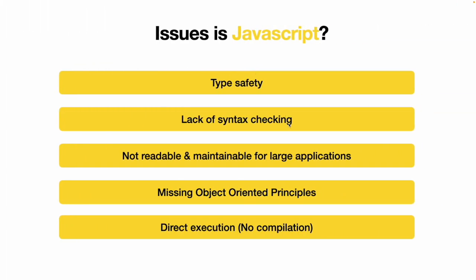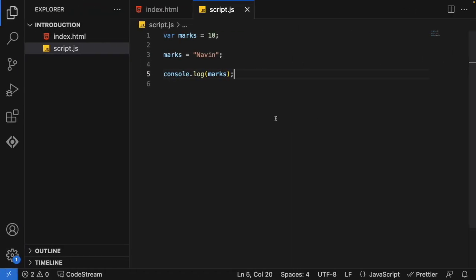Let's try to discuss the next one: the lack of syntax checking. Sounds good. Let's say I'm just saying here, instead of marks, I'll just say name. I'm just saying name equals Navin here.